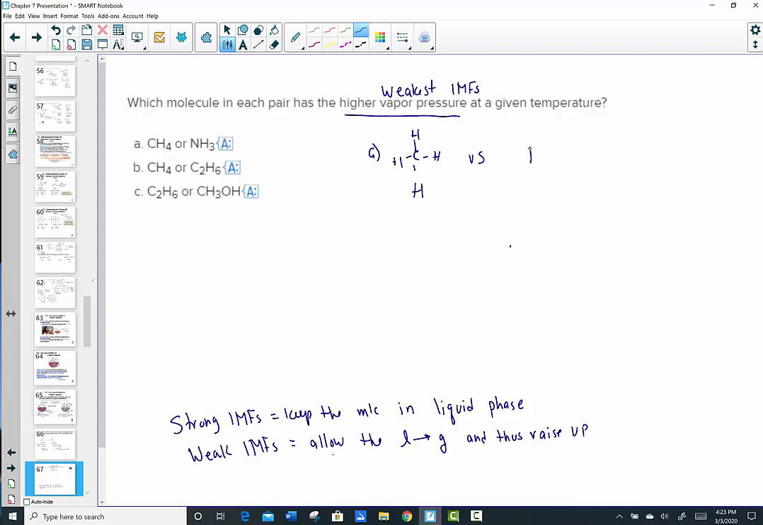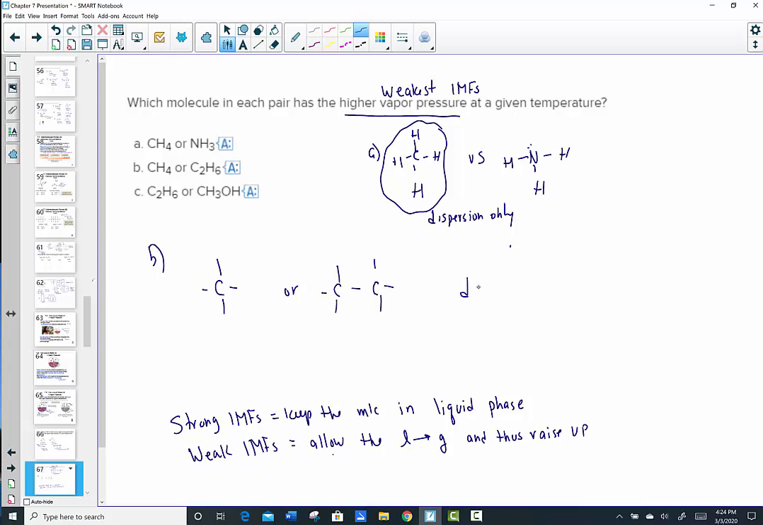versus ammonia. The highest vapor pressure is the more boring. This is dispersion only. How about B? Here you have methane or ethane, your hydrocarbon chemistry from next term. So again, this is dispersion only.